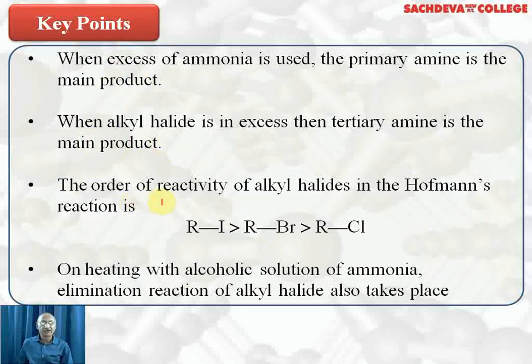The order of reactivity of alkyl halides in Hofmann's reaction is: alkyl iodides are more reactive than alkyl bromides, which are more reactive than alkyl chlorides. The reason is that the bond dissociation energy of alkyl iodide is lowest because of longer bond length, and the chloride bond length is smallest, so bond dissociation energy is highest.